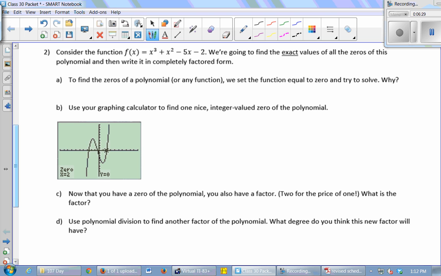Okay, so here's a polynomial function, x cubed plus x squared minus 5x minus 2. We're going to find the exact values of all the zeros of this polynomial, meaning if it has square roots in it, leave the square roots, don't get a decimal. That's what it means by exact. And then once I have all the zeros, I'll know all the factors and I can write it in completely factored form. All right, so to find the zeros of a polynomial, or any function, you set the function equal to 0 and try to solve it.